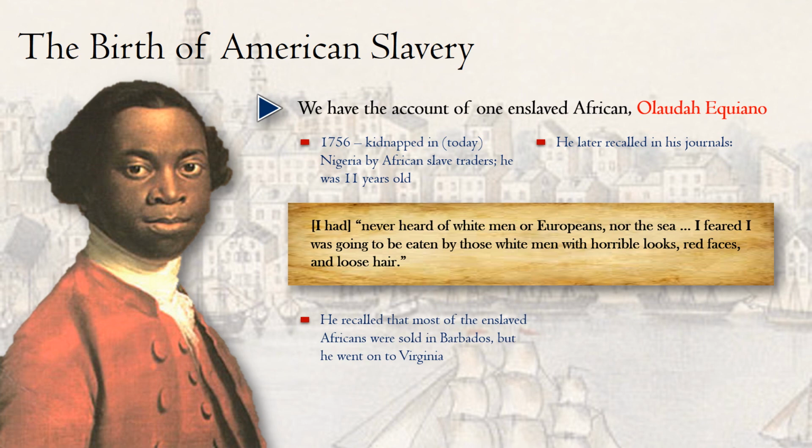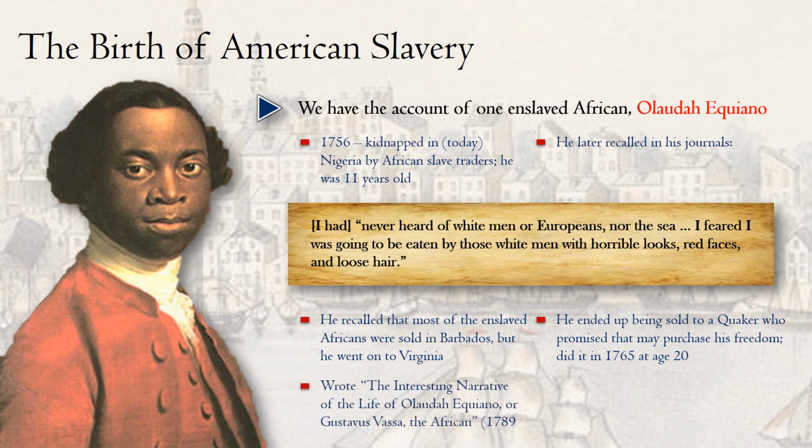He recalled that most of the enslaved Africans were, as we noted from the map, sold in Barbados, but he went on to what is going to become the United States, in Virginia. He ended up being sold to a Quaker, and we find this somewhat ironic because I told you on a previous slide that Quakers don't believe in slavery, but you know what? There are exceptions to every rule. Anyway, this Quaker man promised that he may purchase his freedom once he acquires enough money. And he did so in 1765 at the age of 20.